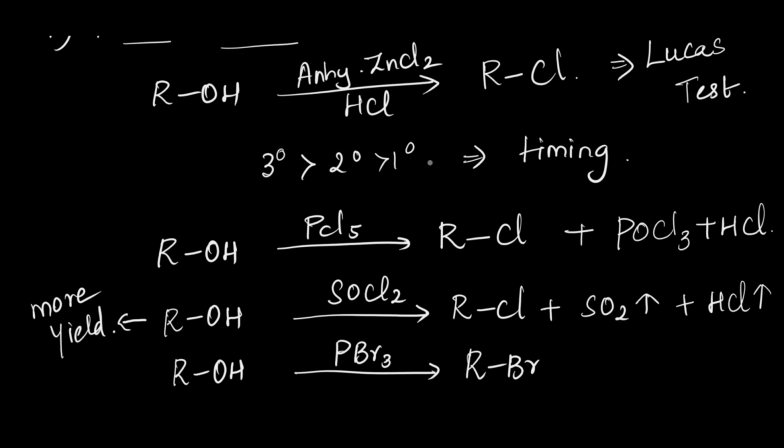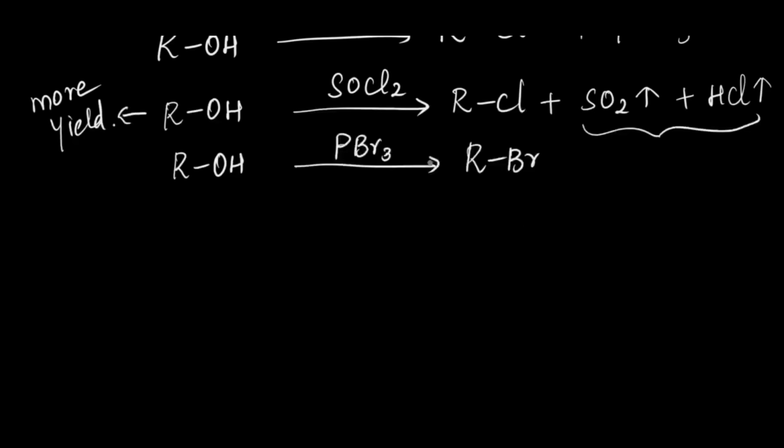Why is it so? This is a very important point, guys. Please note it down. Because these two byproducts are in gaseous state, which means they will escape from the reaction mixture very easily. So the remaining part is our yield. So it gives more yield, which is most convenient for the preparation of haloalkanes from alcohols.